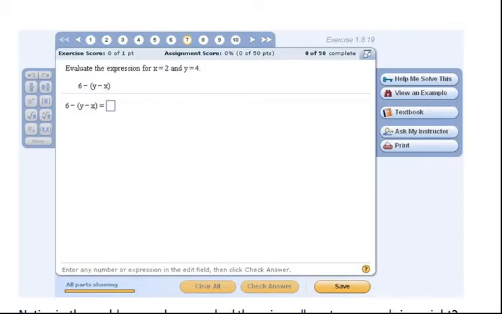Now here's an example that comes directly from your MyMathLab. This is exactly what your MyMathLab looks like. So we have this problem that says evaluate the expression for x equals 2 and y equals 4. And here is our expression. So we want to know what that equals. Well, that tells us to take 6 minus whatever y is minus whatever x is.